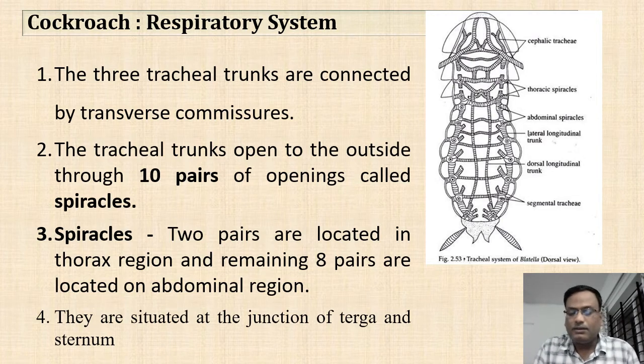The spiracles are guarded by valves which control the movement of air. Like this, there are 10 pairs of spiracles which are the openings through which the air is going to enter into the respiratory system of cockroach.